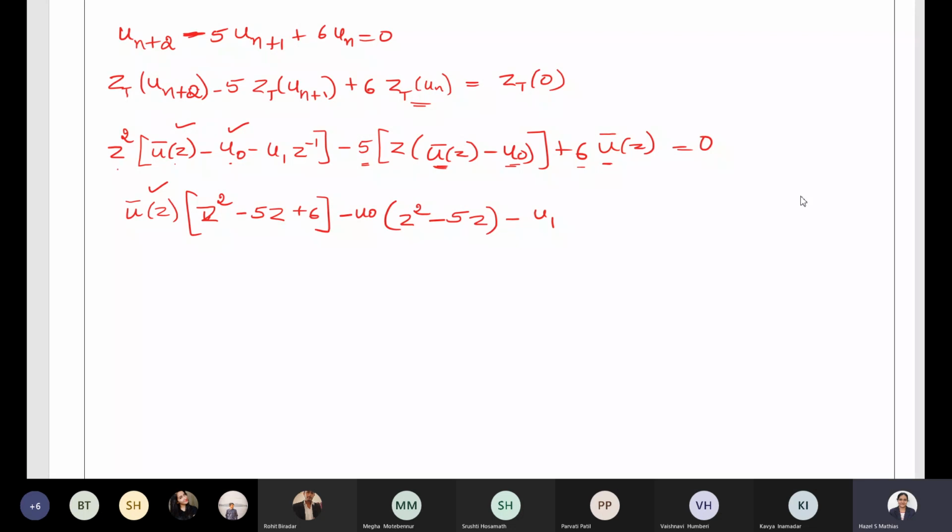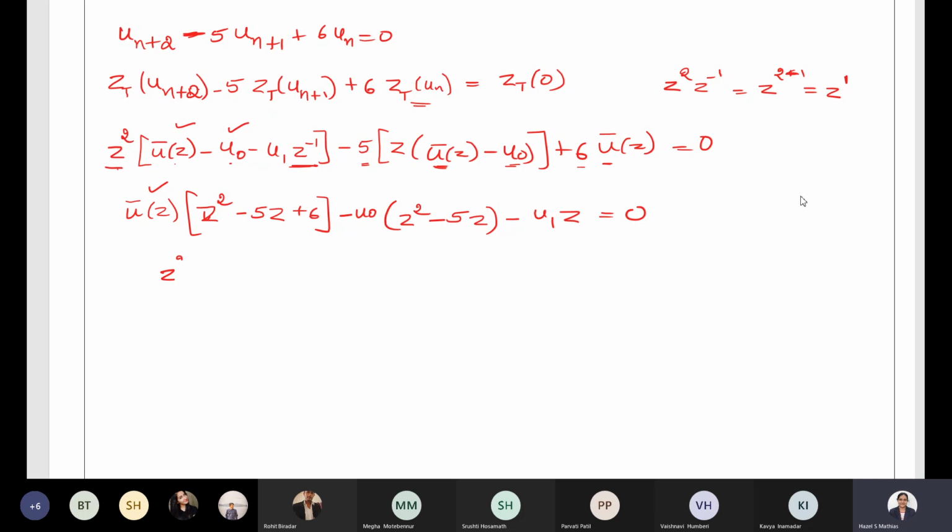What is the coefficient of u1? Z square into z power minus 1. So what will it become? Z power 2 into z power minus 1, that is 2 minus 1, so it is z power 1. So coefficient of u1 is z. So that is equal to 0.